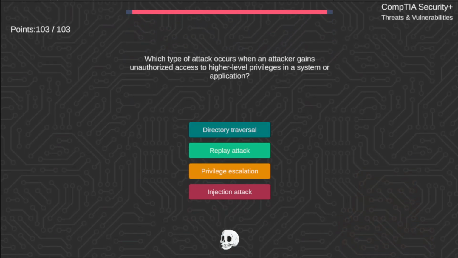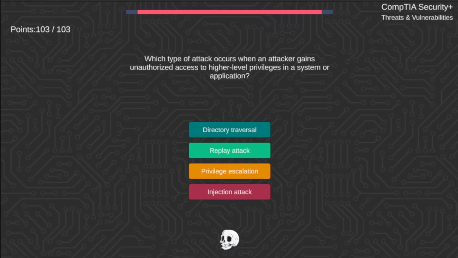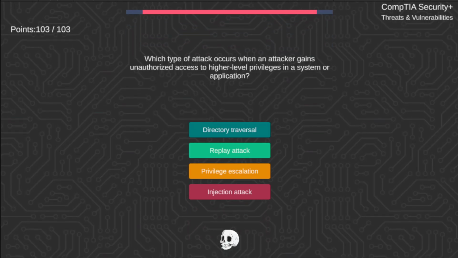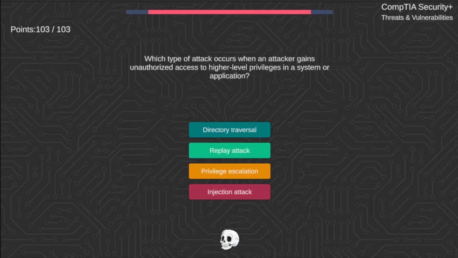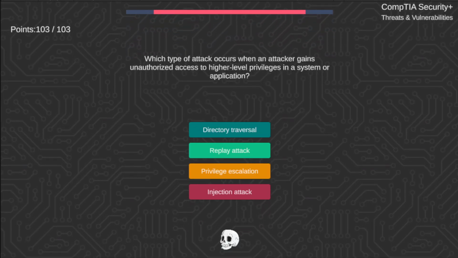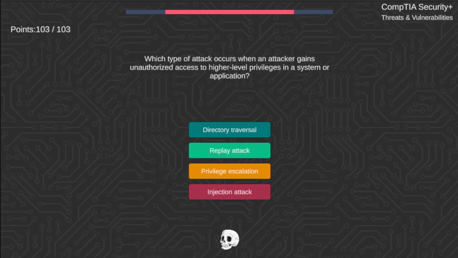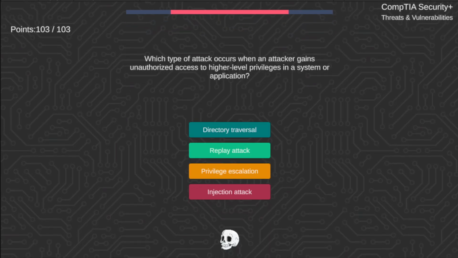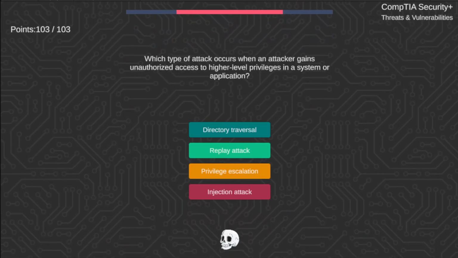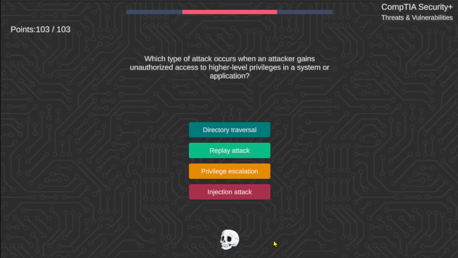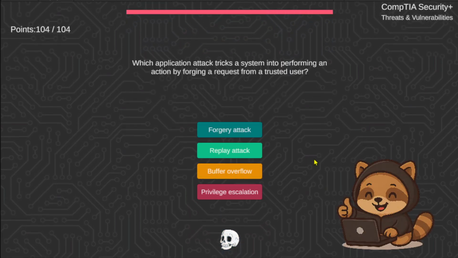Which type of attack occurs when an attacker gains unauthorized access to higher level privileges in a system or application? Directory traversal, replay attack, privilege escalation, or injection attack? Unauthorized access to higher level privileges in a system or application. Correct answer is privilege escalation.